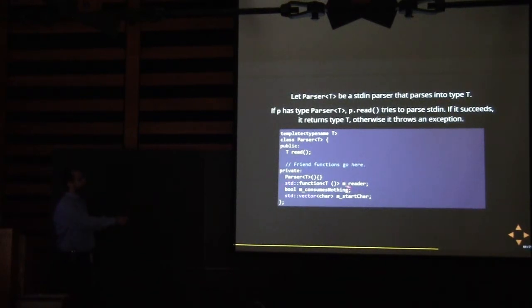So first we have the M reader. This is the thing that read calls. That's pretty straightforward. We have a special Boolean, an internal thing, that tells you whether the parser consumes nothing. It's always going to return a result without consuming anything. And then we have a vector of characters which give you the possible start characters for this parser. This allows us to combine parsers in an efficient way. Okay, does all that make sense? If you have any questions on that, this would be a good time to ask.